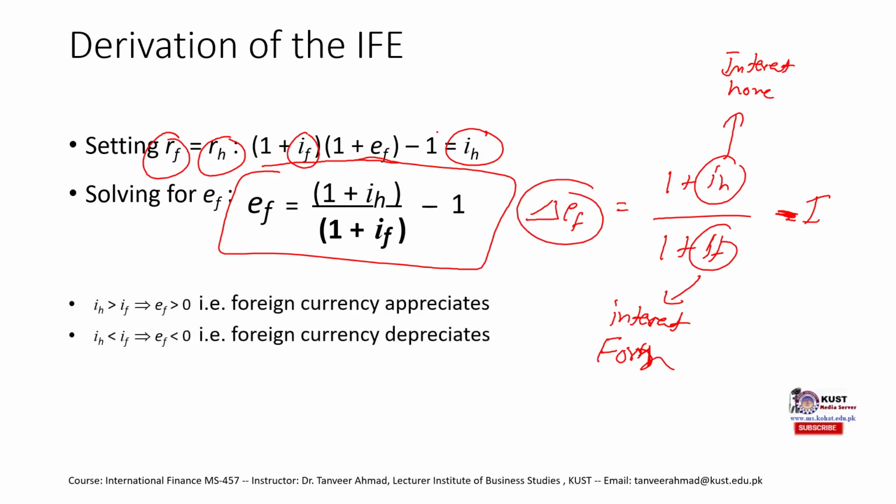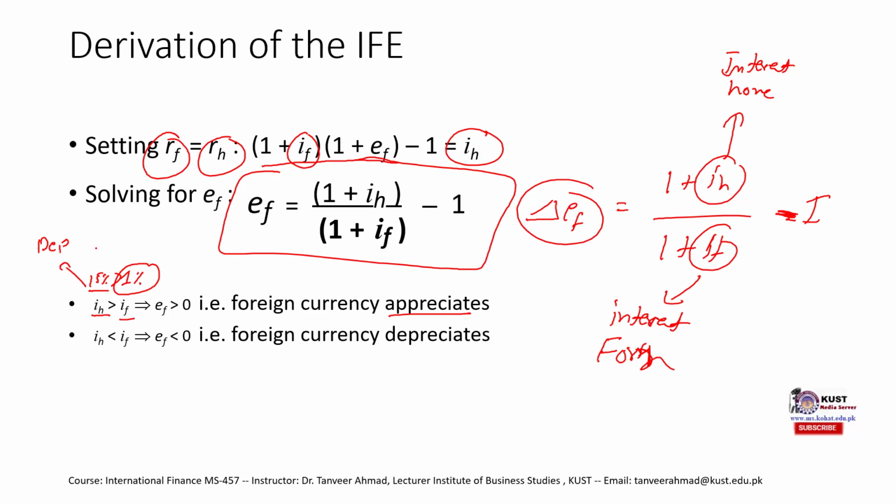So if interest in the home country is higher than in the foreign country, for example, interest in Pakistan is 15%, which is higher than the interest in the US, which is 1%, then remember the simple rule of thumb: the country with higher interest, its currency would depreciate, right? So in this case, the foreign currency which has lower interest would appreciate, and the Pakistani currency, which has a higher interest rate, would depreciate.